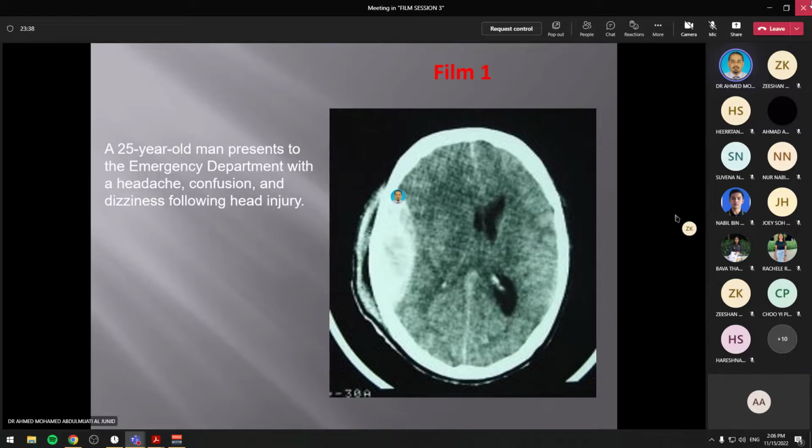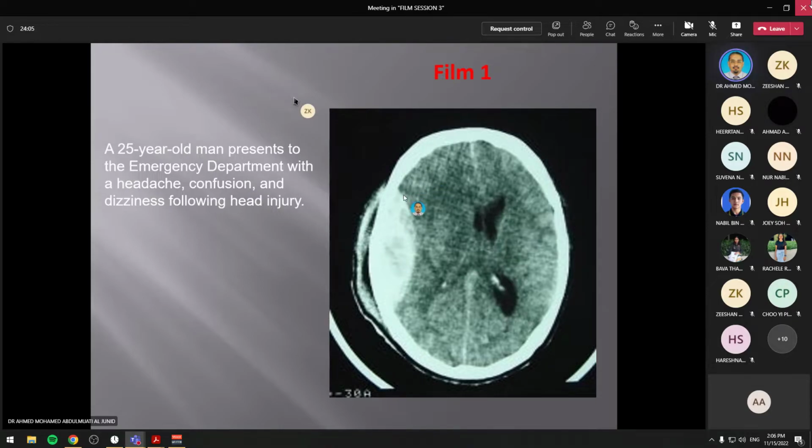Like this one, hyperdense, biconvex with convex inner margin. So this is a description of the shape and the characteristic of the lesion. If, for example, it is a mass or nodule, you can say round. In subdural hematoma, you can say crescentic with concave inner margin. But this one, the shape is biconvex with convex inner margin. So you can describe the lesion as regular, round, whatever. Okay, the shape of the lesion.